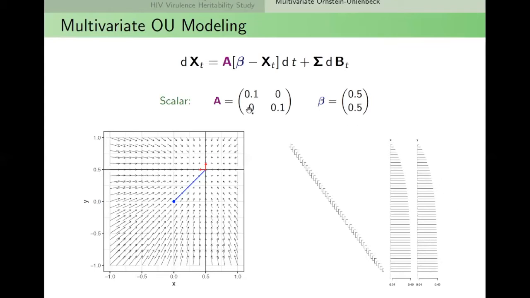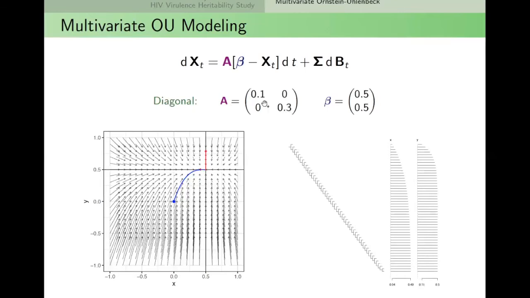Of course, I could take the same thing but diagonal, instead of the same value here. So here the selection strength is a bit stronger on Y. So the process first goes to Y and then to X like this. And you can see it here, where the process in Y goes faster than the process in X.